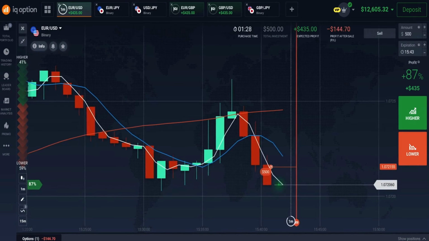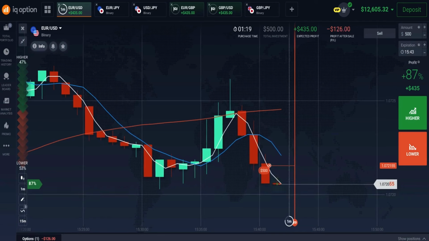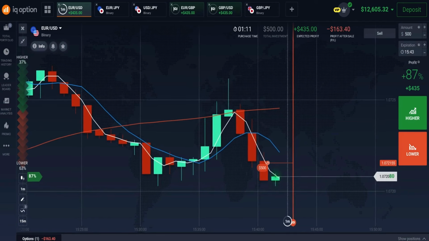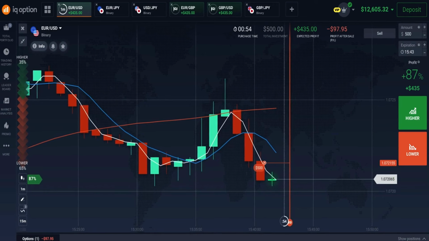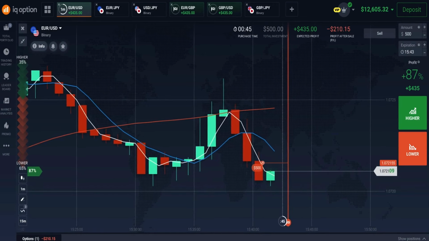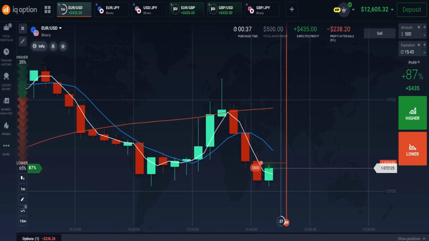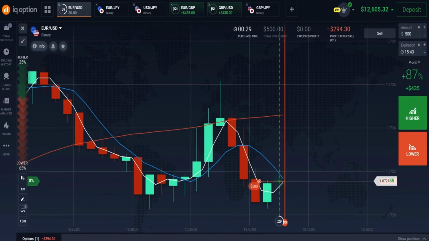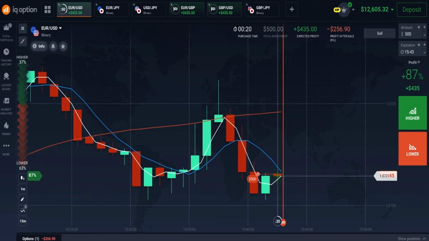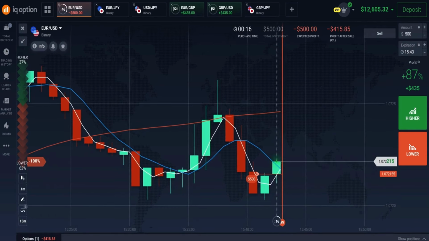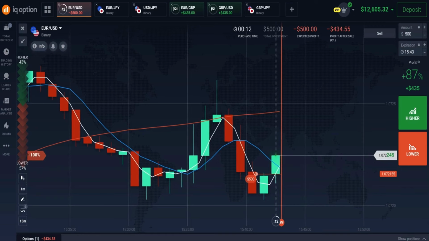Now let's look at another example where most of the conditions for a sell trade are met, but there's one critical factor we need to consider. Here's the setup. The price is below the red SMA, which means the trend is bearish. The white SMA has crossed below the blue SMA, signaling a sell opportunity. But here's the problem. The price is currently at a key support level from which it has previously reversed.